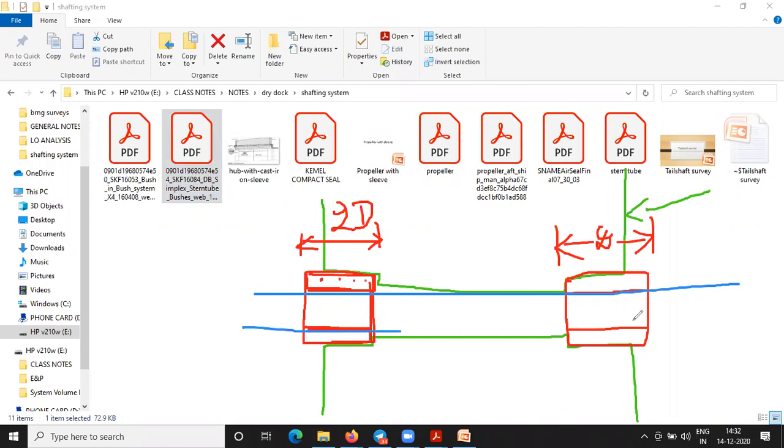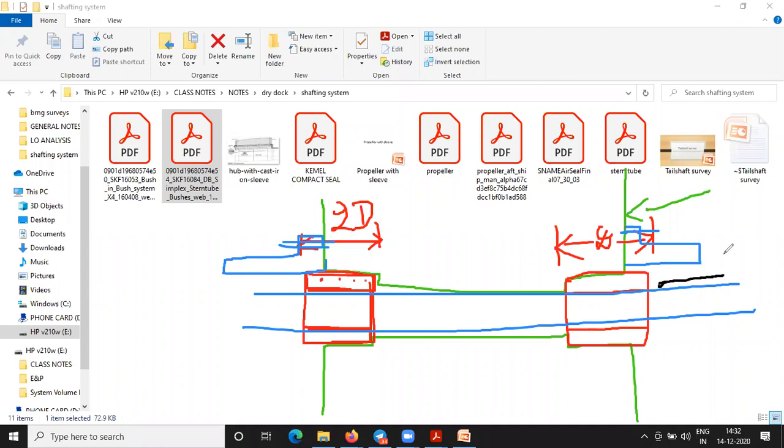Of course, there are clearances. The tail shaft passes through. Here on the stern frame, the seal cage is mounted, bolted onto the stern frame on both sides. The green color thing is the stern frame. Now here comes the chrome liner. The black color thing that I drew is the chrome liner.